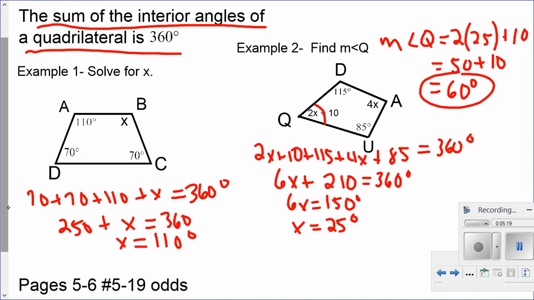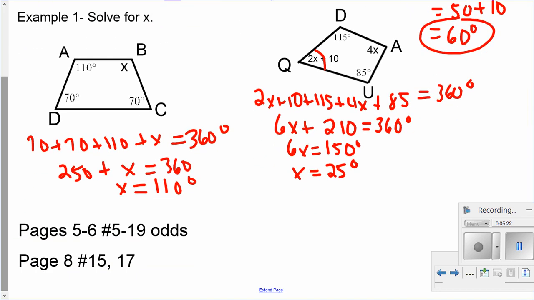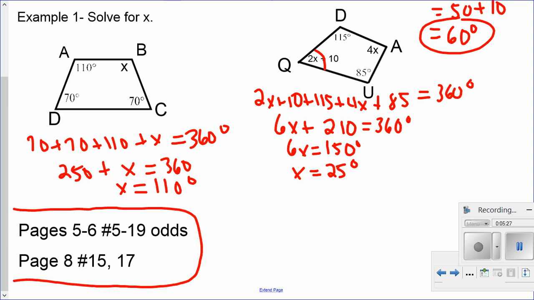Okay. Now, we've done a couple examples here. You should try these problems in your packet, which will give you practice on similar problems.